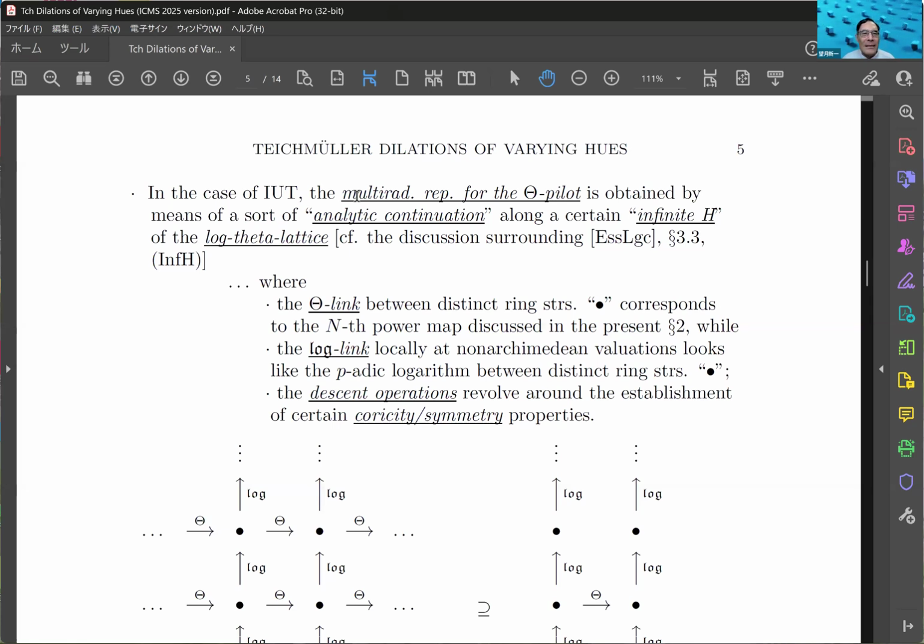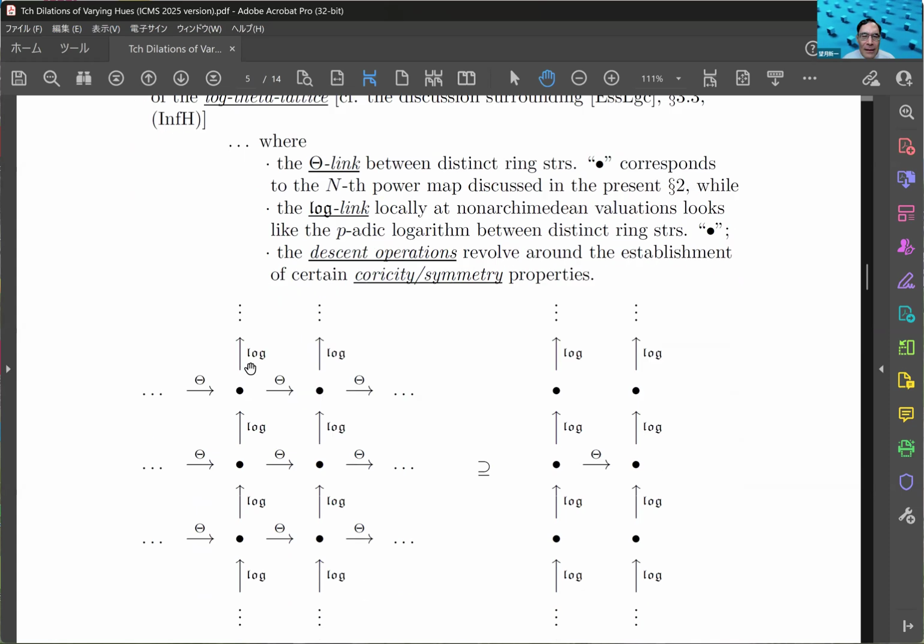the multi-radial representation for the theta pilot is obtained by means of a sort of analytic continuation along a certain infinite path of what is called the log theta lattice. So this is a lattice given by, for each pair of integers n and m, one has this bullet, which is a Hodge theater. So it's some sort of abstract model of the ring structures and scheme structures surrounding an elliptic curve.